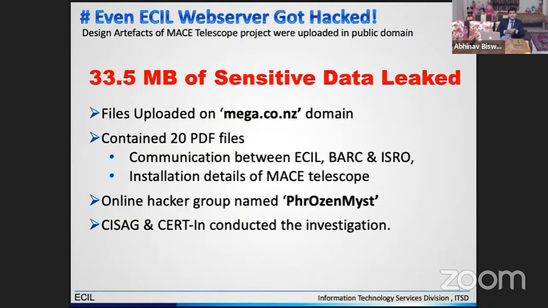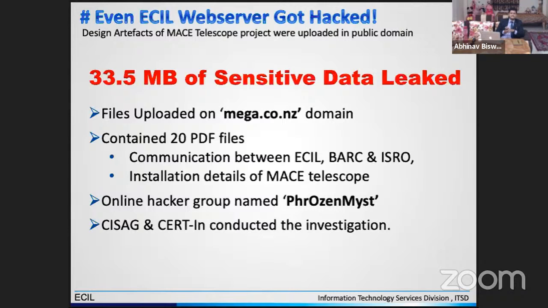Also, the details about MACE telescope. If you don't know, MACE is a very big telescope which is installed somewhere in Jammu and Kashmir for getting a lot of data for the ISRO. And that telescope is actually designed and developed by ECIL. So this attack particularly was done by a hacker group called Frozen Mist.